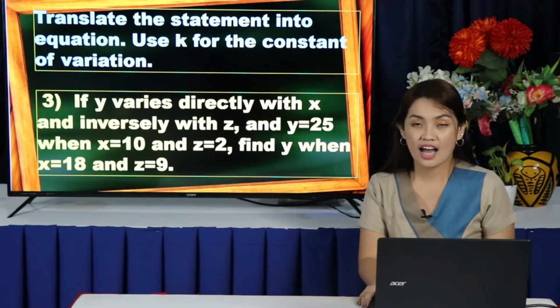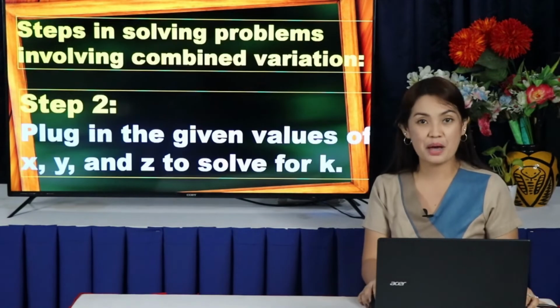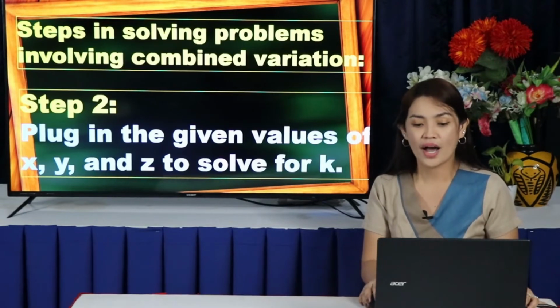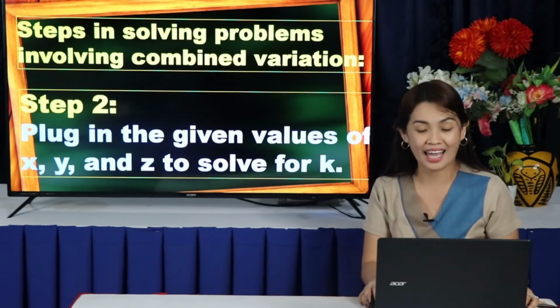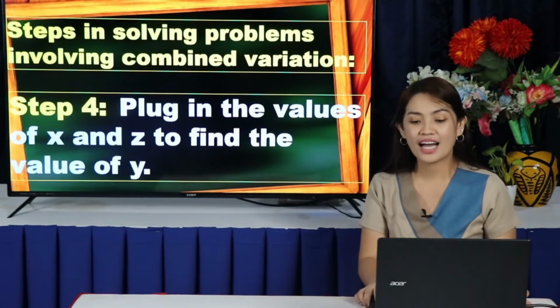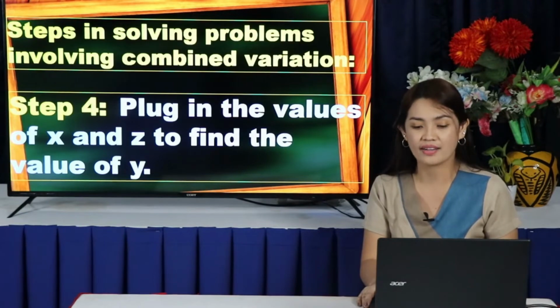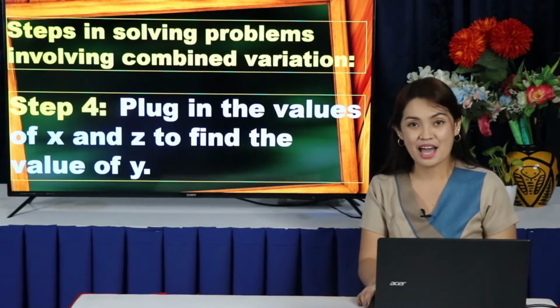In solving this kind of problem, follow these steps. Step 1. Write the general form of combined variation. Step 2. Plug in the given values of X, Y, and Z to solve for K. Step 3. Apply the properties of equality to find the value of K. Step 4. Plug in the values of X and Z to find the value of Y. Let us now apply these steps.